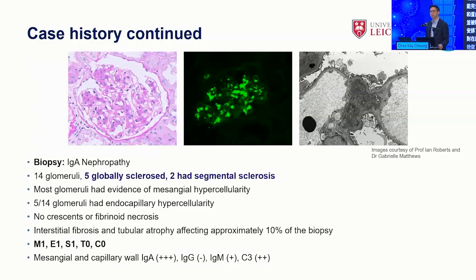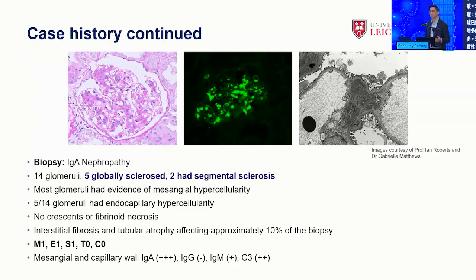Most had evidence of mesangial hypercellularity. 5 out of 14 had endocapillary hypercellularity. There were no crescents or fibrinoid necrosis, and there was interstitial fibrosis and tubular atrophy affecting about 10% of the biopsy. So that gave her an Oxford classification of M1, E1, S1, T0, C0, and she had evidence of IgA and C3 deposition on the kidney biopsy.